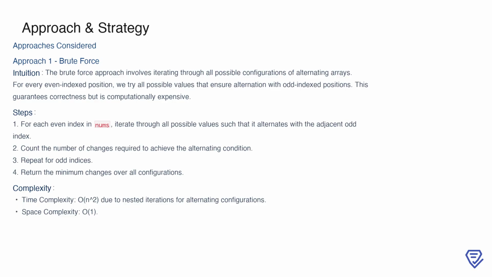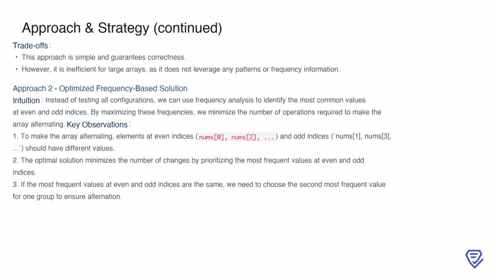The nested iterations required to test all configurations result in a time complexity of O(n^2), which makes it impractical for larger arrays. On the bright side, it has a low space complexity of O(1), as we do not use any additional data structures. The brute force approach, while simple, has significant trade-offs. Its major downside is inefficiency for larger inputs due to the lack of any optimization or pattern recognition.